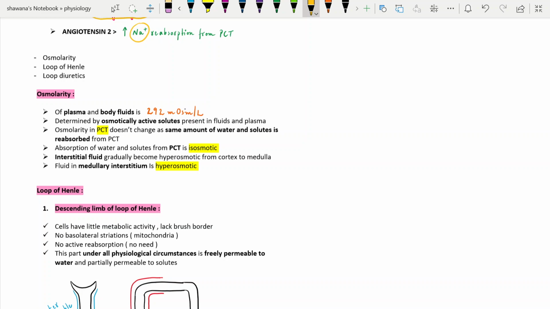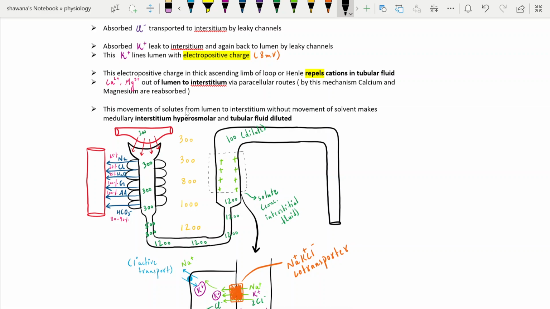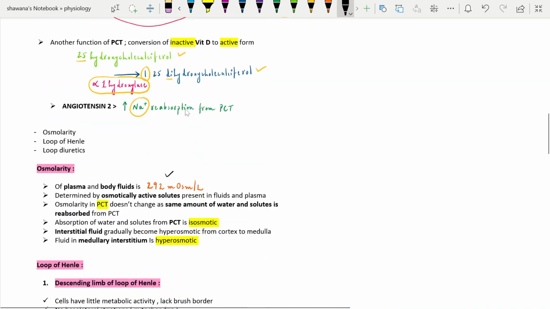Our plasma and body fluid osmolarity is approximately 275 to 295, but we have written an average like 292 milliosmol per liter, and it is determined by the osmotically active solutes present inside the fluids or plasma. What do you think: does the osmolarity in the proximal convoluted tubule, going towards the descending limb of the loop of Henle, increase or decrease? Let us see.